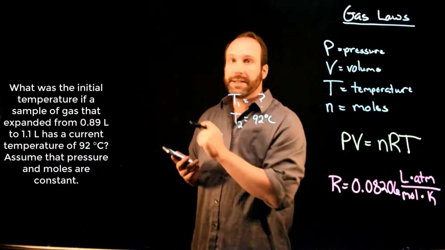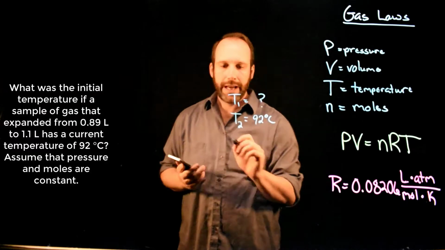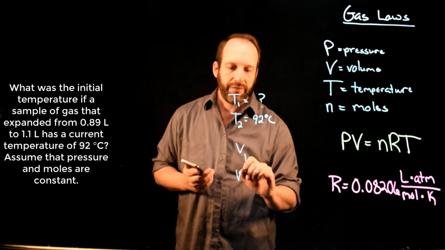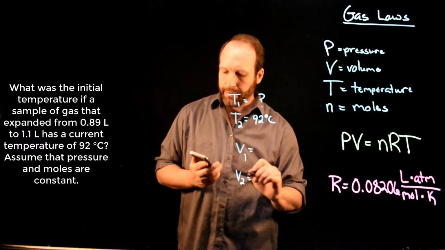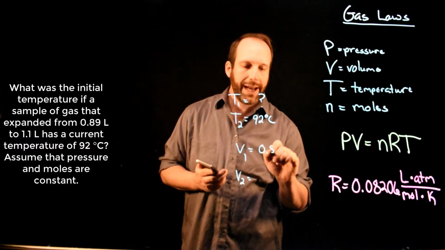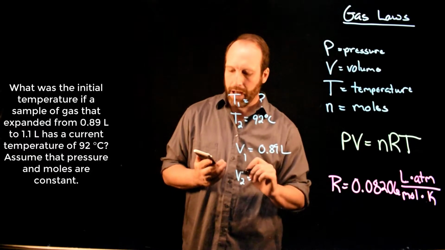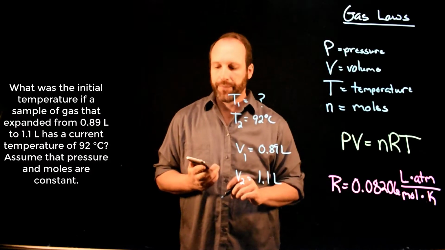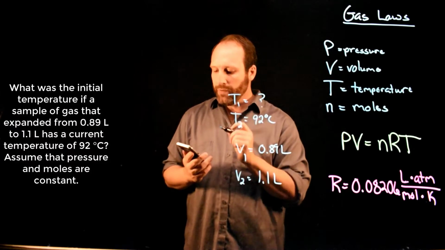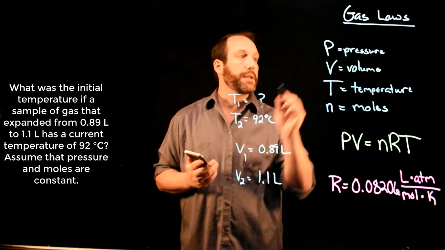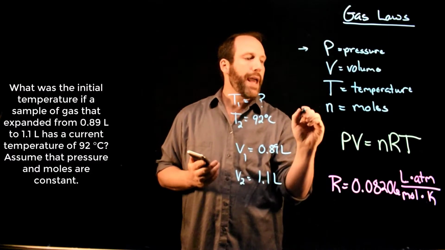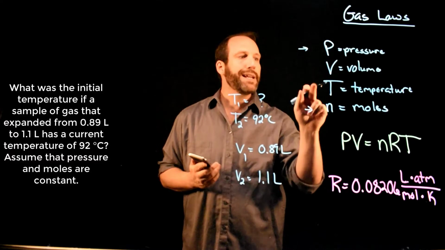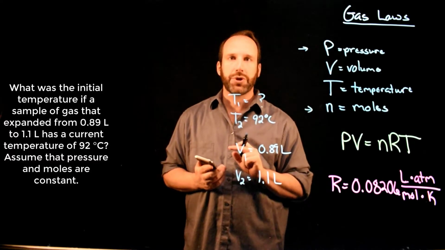If a sample of gas expands, and so V1 to V2, it expands from 0.89 liters up to 1.1 liters. We're told to assume that pressure and moles are constant. So pressure and moles are going to stay constant. It's just volume and temperature that's changing.